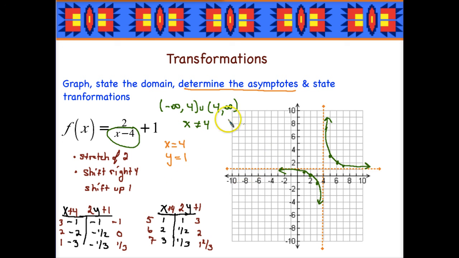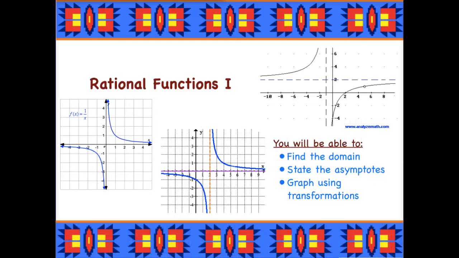And this is how you graph simple rational functions. So now at the end of this lesson, you know how to find the domain. You're able to state the asymptotes as well as find them, and you can graph these functions using transformations. Our second lesson, we will start to use more complex rational functions and apply some rules for our asymptotes as well as find the oblique asymptote.